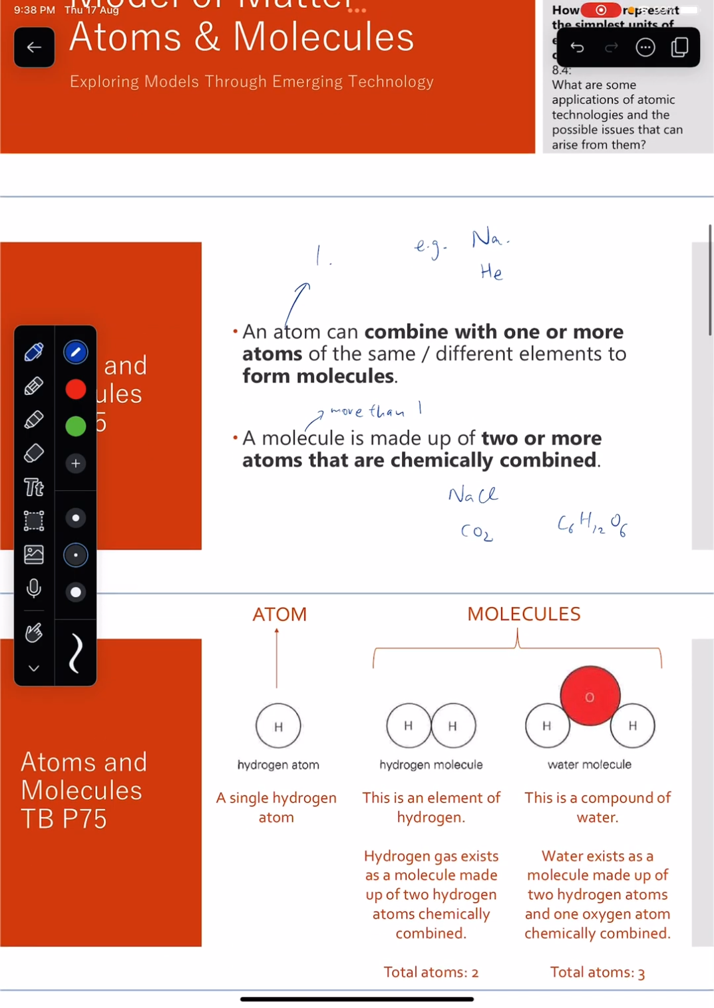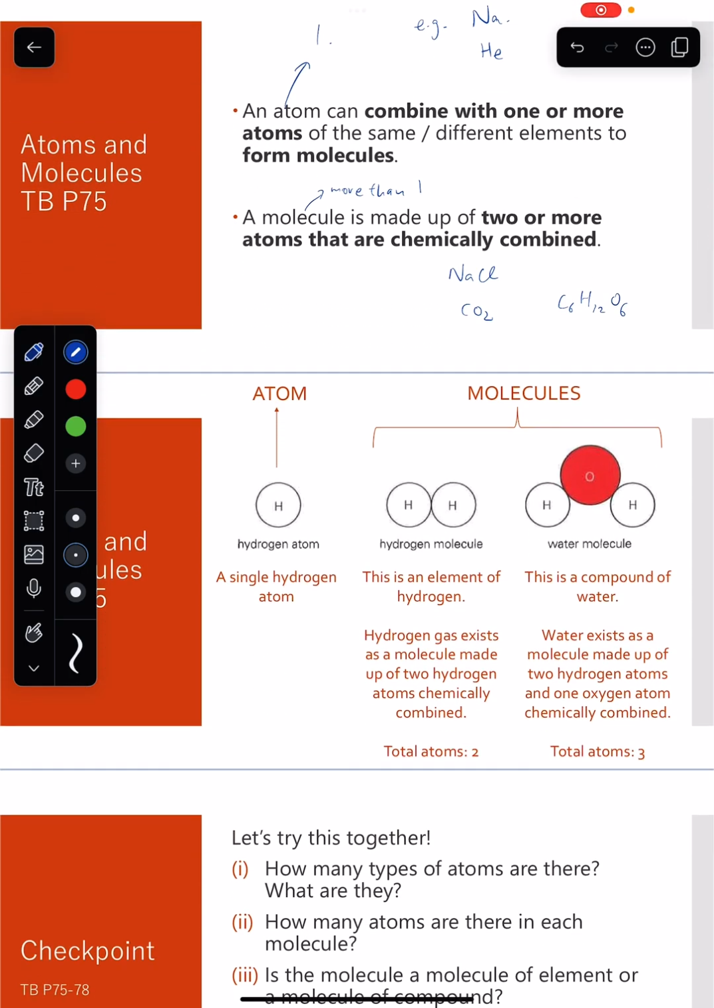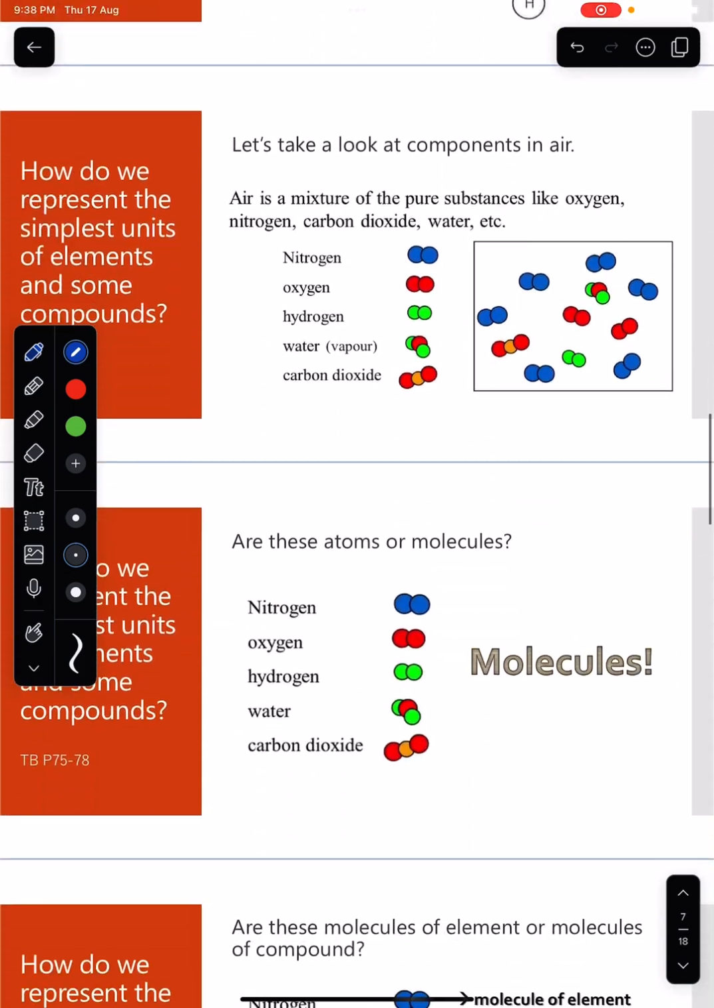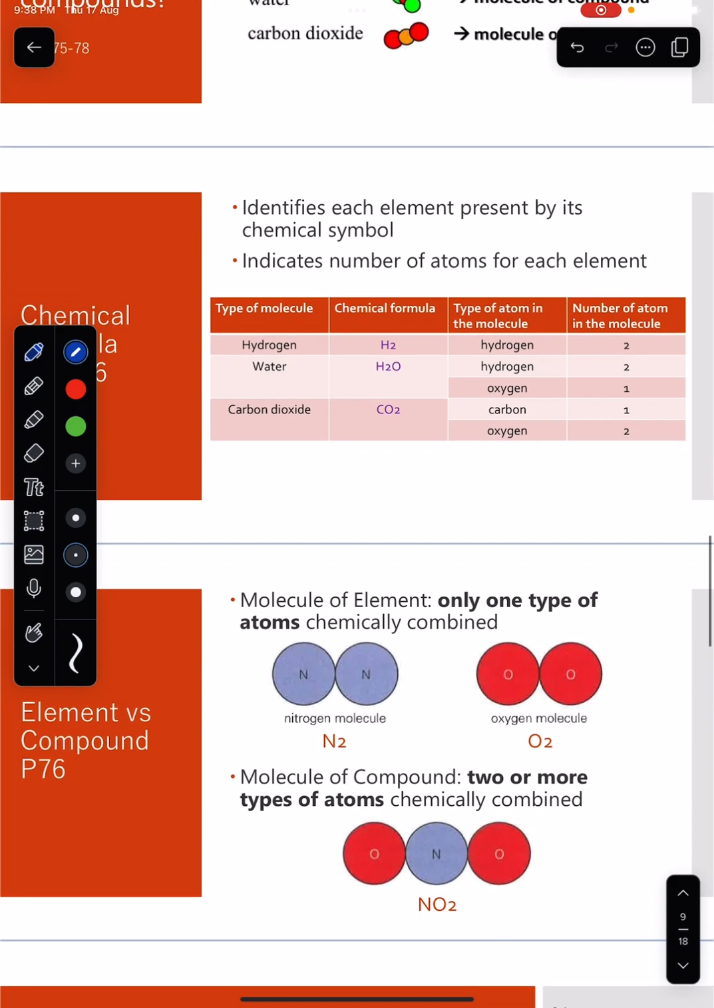So next one, atom. Atom means one, individual form. Molecule means more than one. Your more than one, this is an element. So you can be a molecule and an element, true. But you can also be a molecule and a compound. We went through all this already yesterday during lesson. Identifying each element by the compound, not too tough.